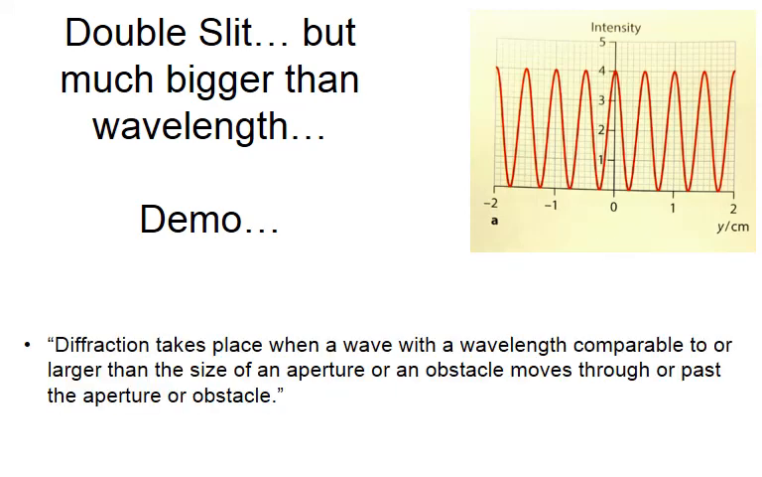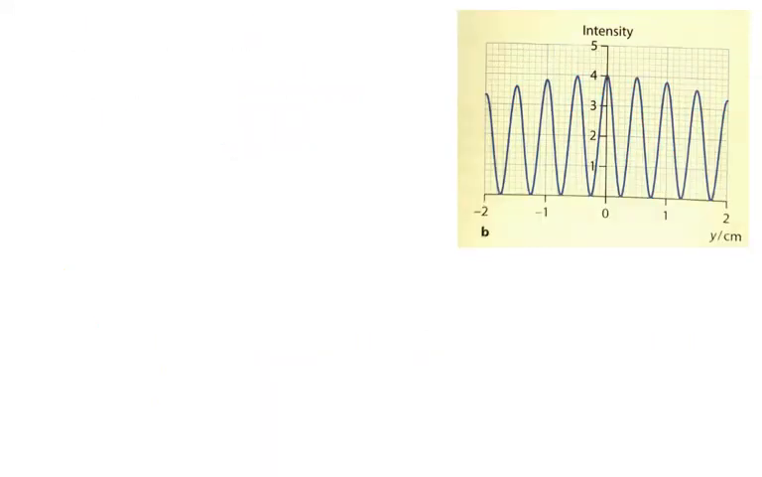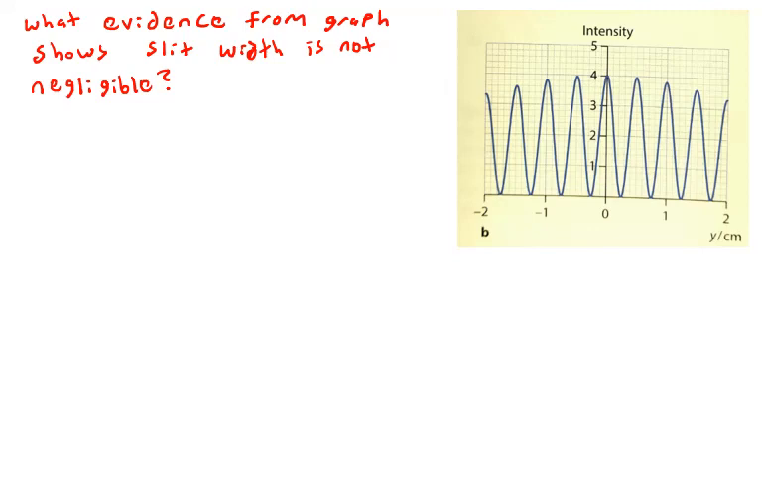However, and this goes back to that definition, right? It takes place when a wave with a wavelength comparable to or larger than the size of the aperture moves through or past the aperture obstacle, and we have that. Now in this case, you can tell from the graph that the width is not negligible. If you have an opening here like this, and the light is coming through and you have a bright spot here and then darkness and then bright and then dark, you can actually see that bright and dark here, and the diffraction is more significant.